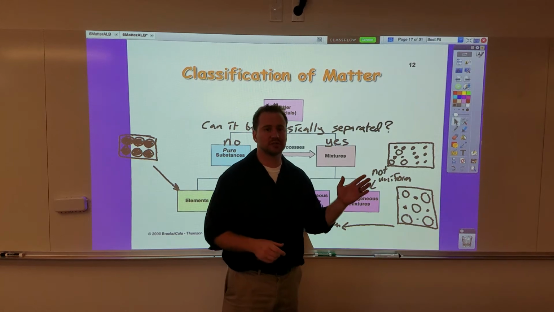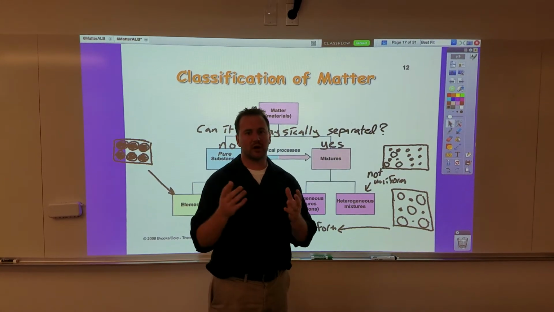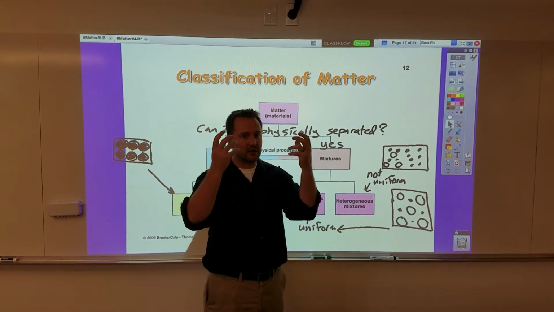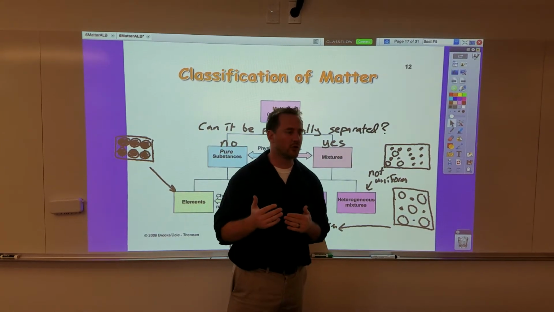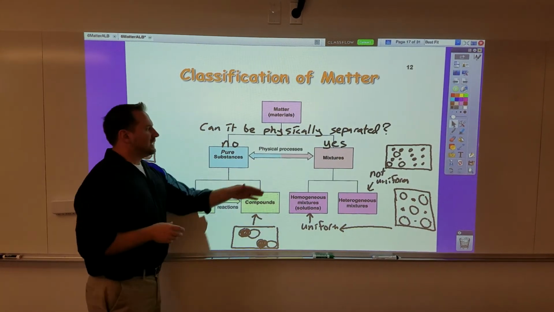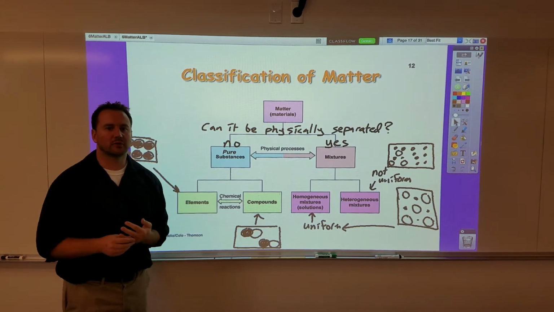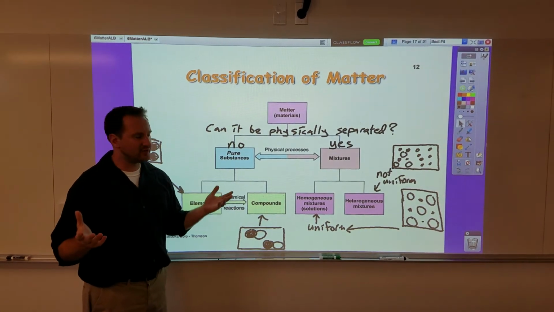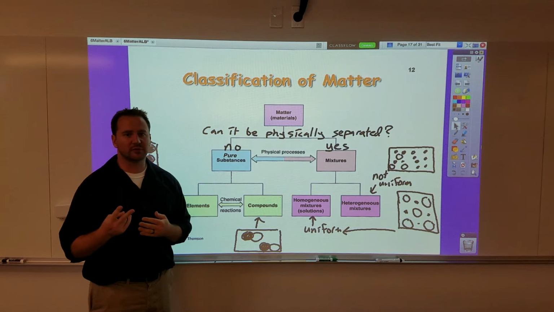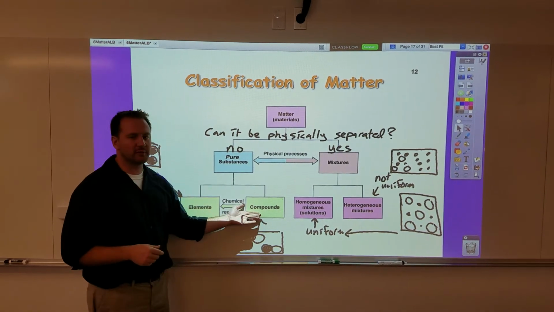Suspensions will scatter light in much the same way because the particles aren't truly dissolved. They're suspended, and eventually they'll settle out over time. If you have to perform a chemical process in order to separate it, you would have a pure substance. And the two types of pure substances would be elements and compounds.